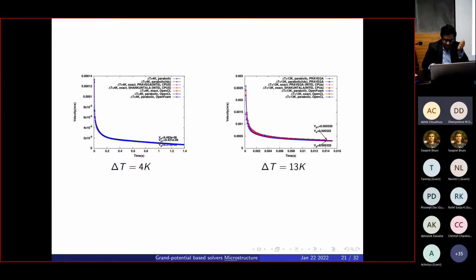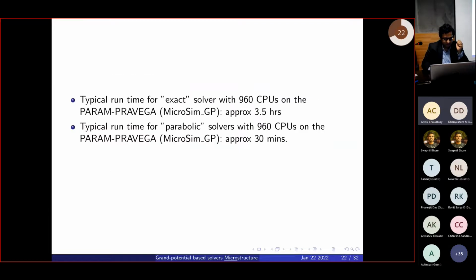That can be addressed by seeing the computing times that are required for each of these evaluations. So I'll give you typical run times for the exact solver. This is done on our National Supercomputing Mission machine, which is the Parampara Vega. We use 960 CPUs. The exact solver, which is function F2, requires 3.5 hours for the entire evaluation. The parabolic solvers, which are F3 and F4, require 30 minutes. Now the decision is obvious. If the differences are of that order, you typically would choose the faster option because it gives you the most efficient results.